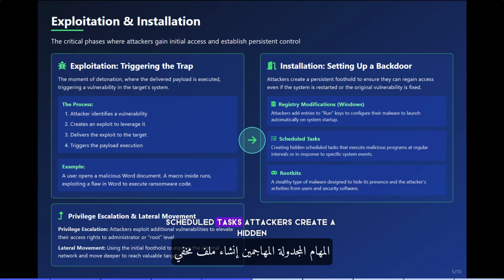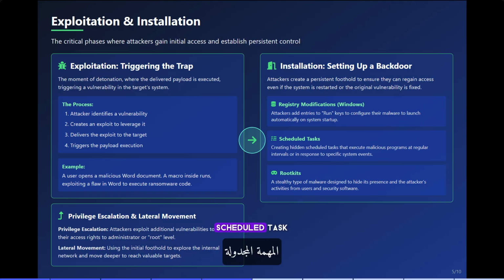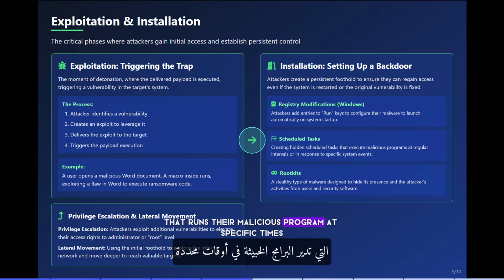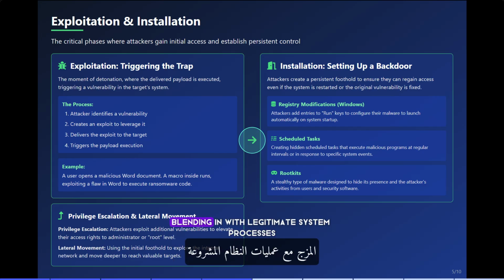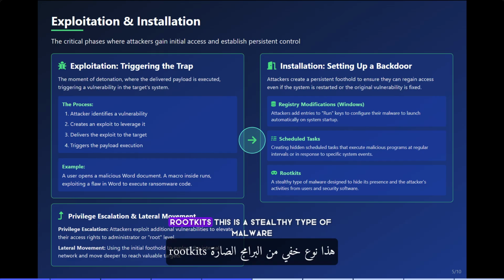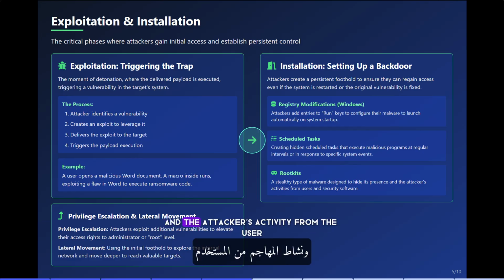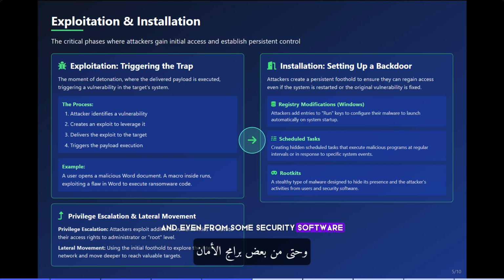Scheduled tasks. Attackers create a hidden scheduled task that runs their malicious program at specific times, blending in with legitimate system processes. Rootkits. This is a stealthy type of malware designed to hide its own presence and the attacker's activity from the user and even from some security software.